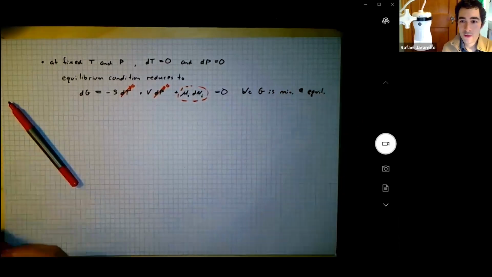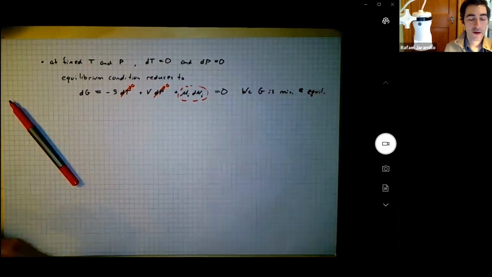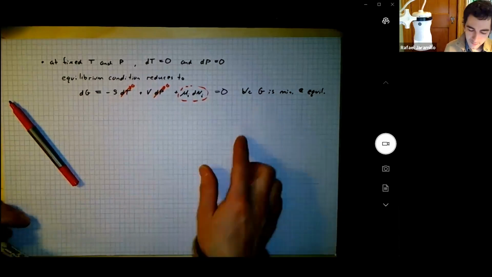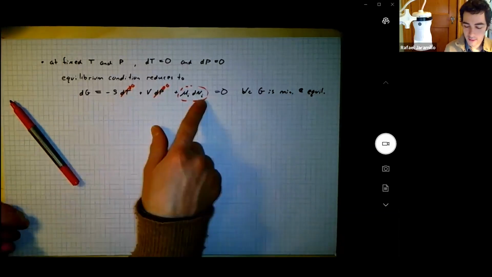So if you think back to calculus, when you would calculate extrema, the extrema positions of a function are where its slope is 0. So the equilibrium condition is that the change of Gibbs with particle number i is 0.